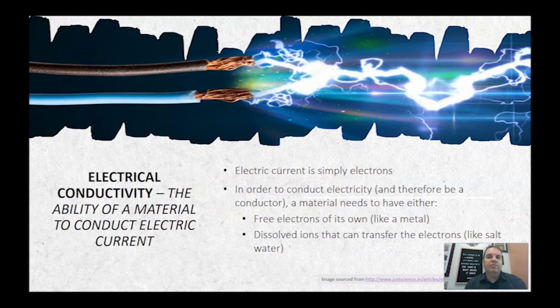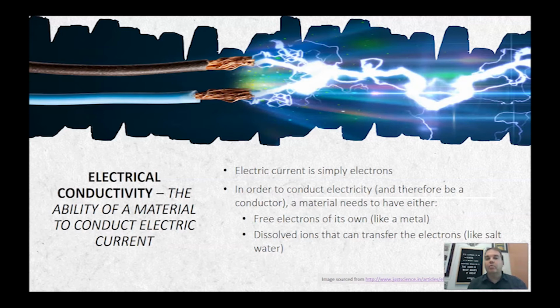If we're talking about electrical conductivity, it's the ability of a material to conduct electric current. Now, electric current is basically the flow of electrons. In order to conduct electricity and be a conductor, a material either needs to have free electrons of its own, like a metal. So later on in the next topic, you look at the structures of metals and how metals bond, and you'll find that metal atoms have these free valence electrons, and so that allows them to conduct electricity. Or you need to have dissolved ions that can transfer electrons.